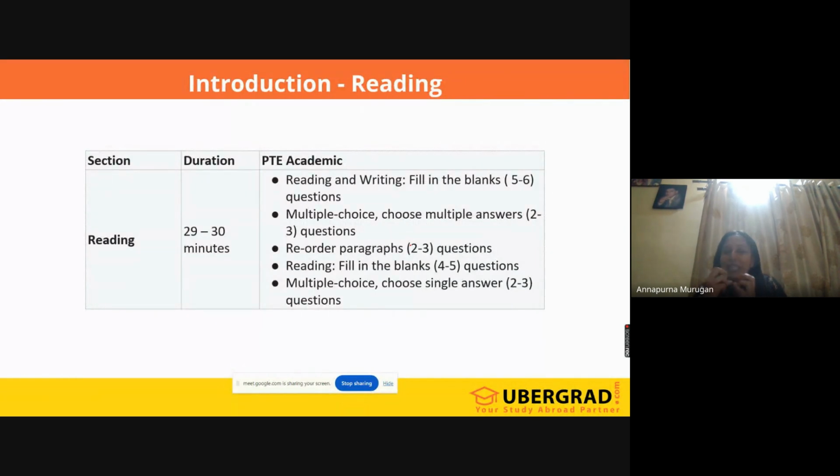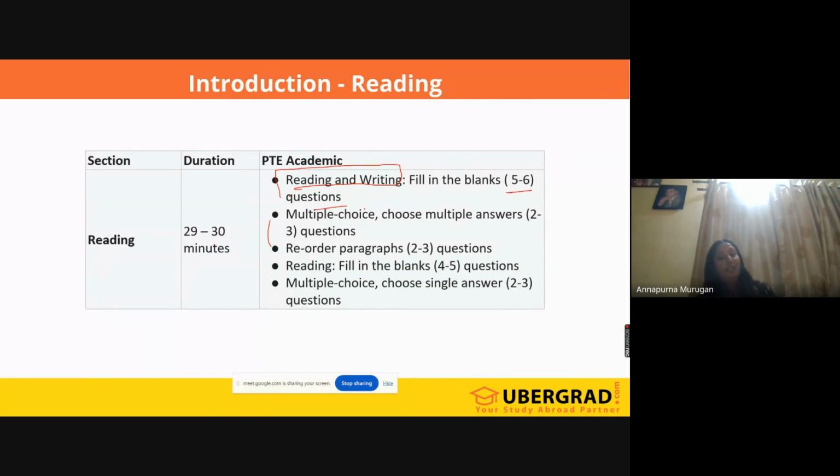And when you're answering the questions, you will not be answering 30 types or 20 types of questions. You will have very limited types of questions, which we are going to discuss, and you just need to write them. But you have different types of reading questions. One is reading and writing.